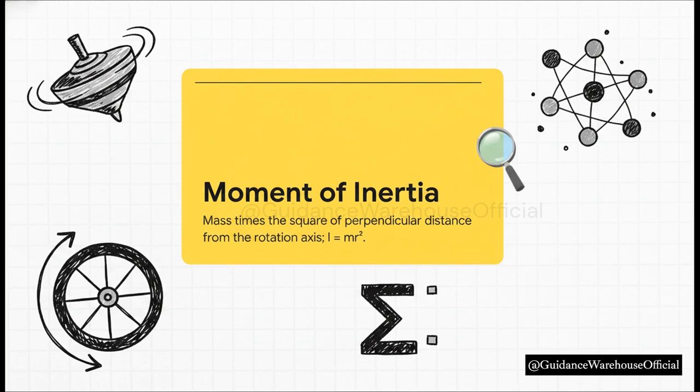Think of this as the rotational equivalent of mass. It measures how stubbornly an object resists changes to its spinning motion. For a basic point mass, the formula is simply mass times radius squared. You literally just multiply the object's mass by the square of its distance from the pivot point. And if an object is made of a bunch of different pieces, you just add all those pieces together, which is what that summation symbol represents.